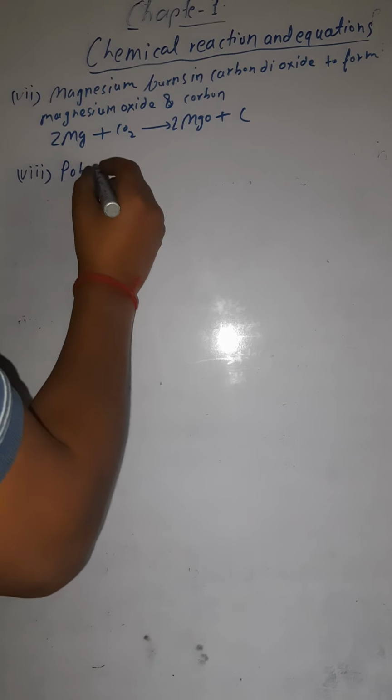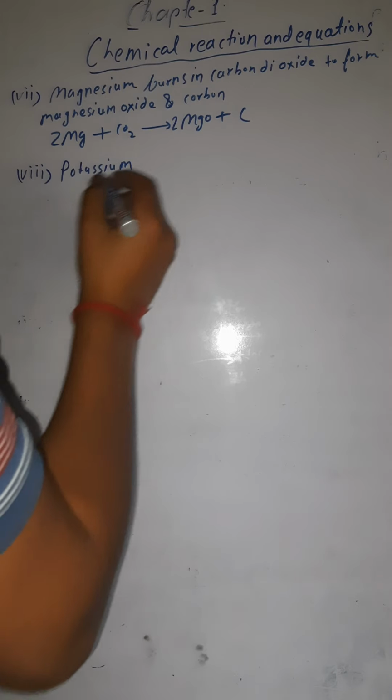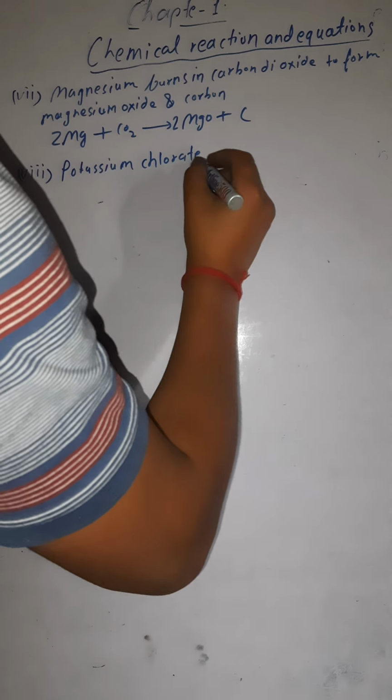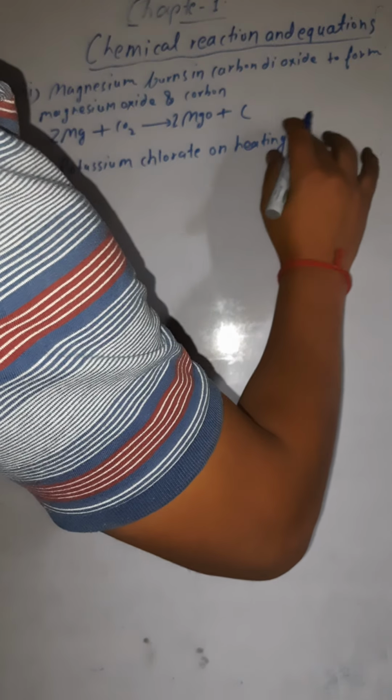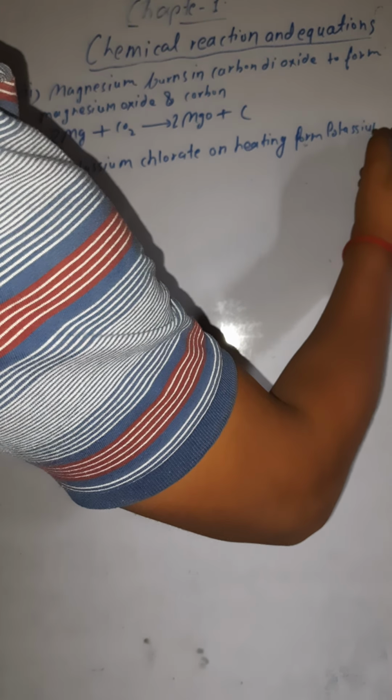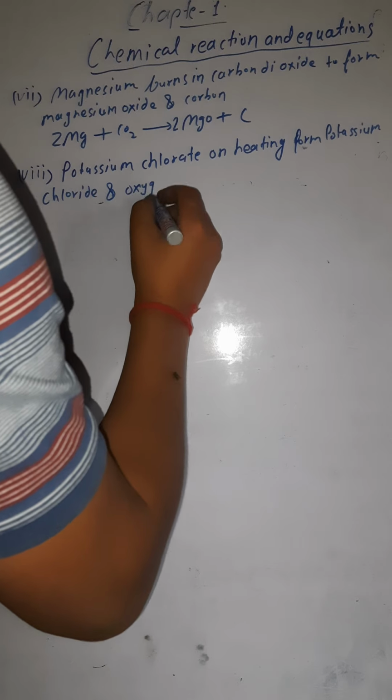The 8th one says potassium chlorate on heating forms potassium chloride and oxygen. Okay, so potassium chlorate is what? Formula is KClO3.